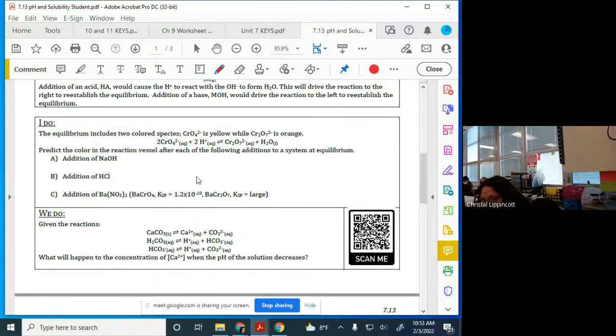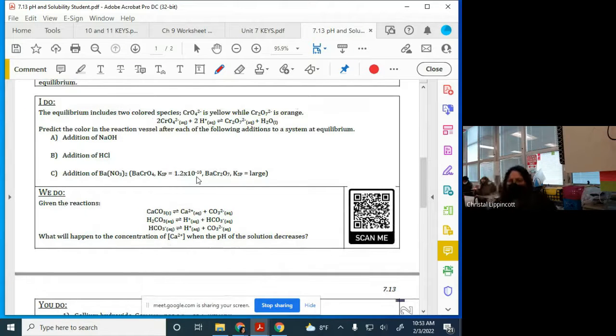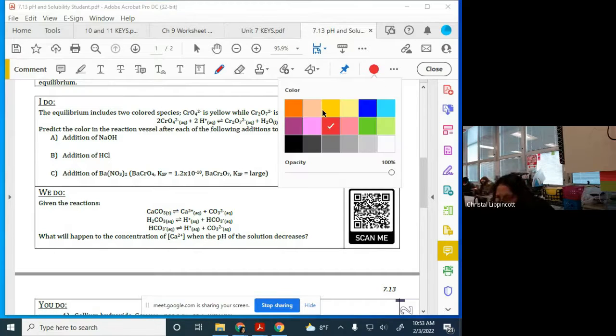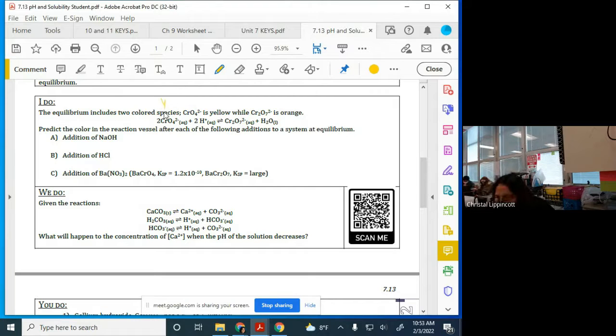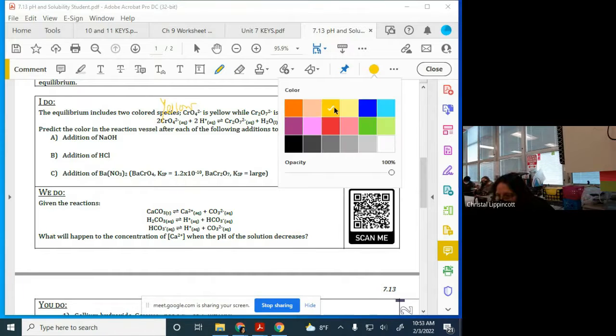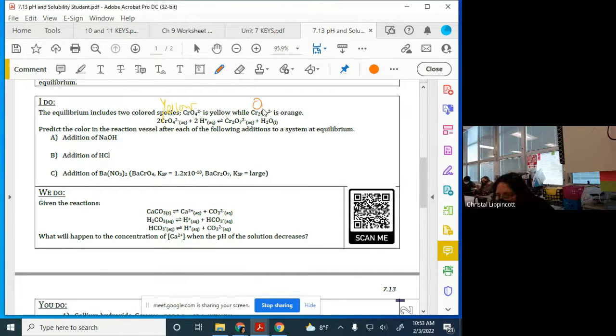All right. So here we've got our equilibrium. This guy over here is yellow. And this guy over here is going to be orange. Okay.